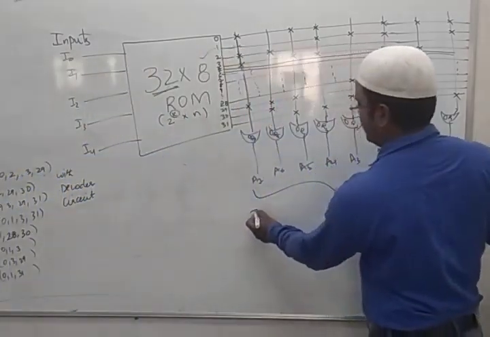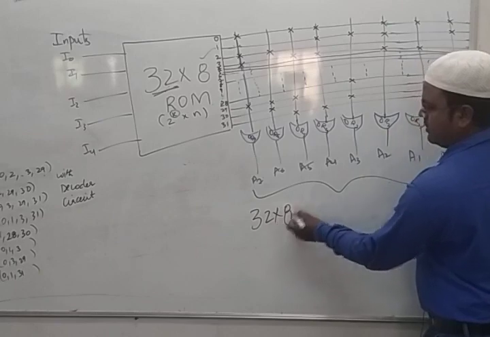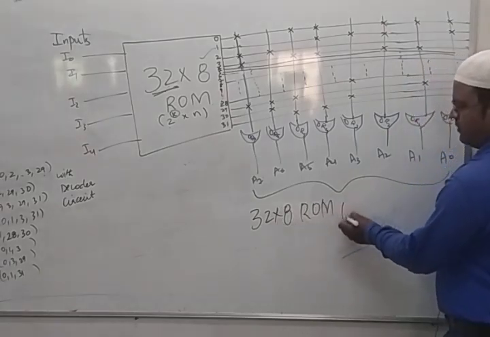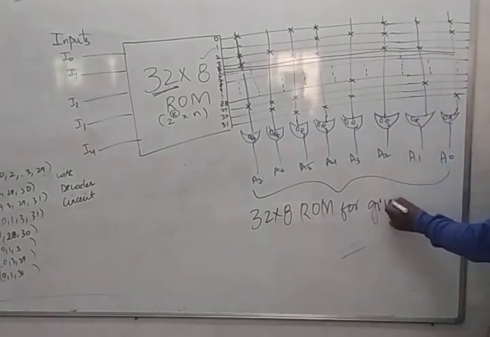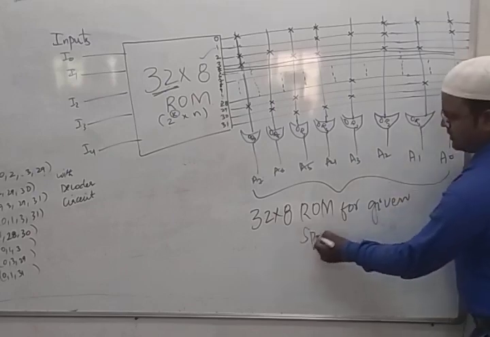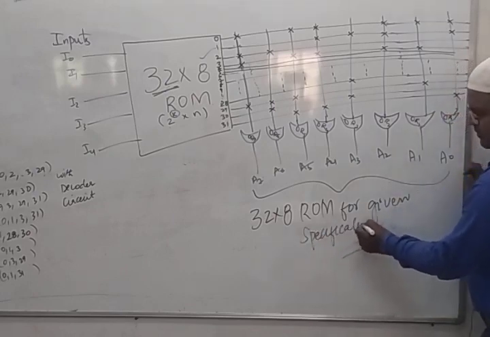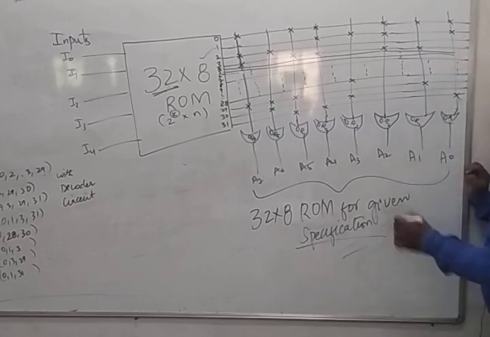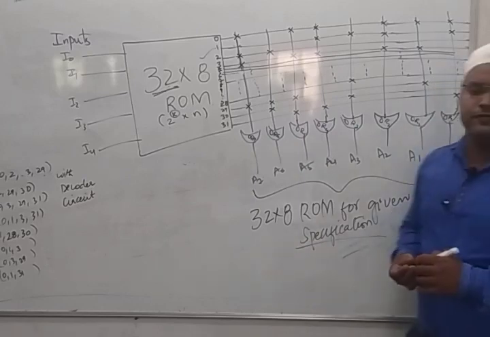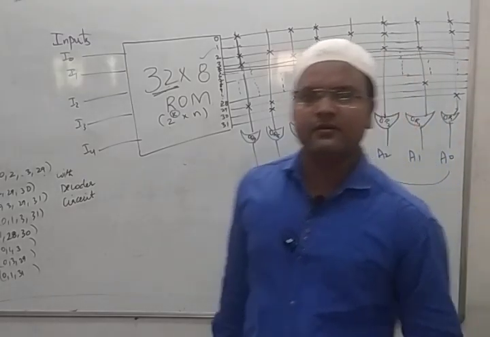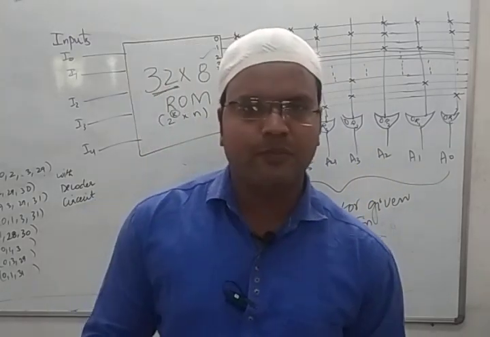What is the answer for it? It is a 32 into 8 ROM for the given specification. For that particular specification, we have designed a 32 by 8 ROM. That means 256 bytes of memory. That is also done. So you have to remember that particular thing when we are designing.